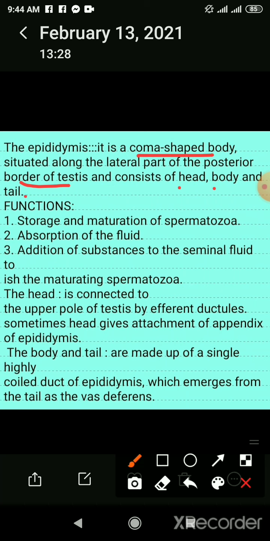Now what is the function of the epididymis? Function of the epididymis is storage and maturation of the spermatozoa, absorption of some fluids and addition of some substance to the seminal fluid to which the spermatozoa is maturating.